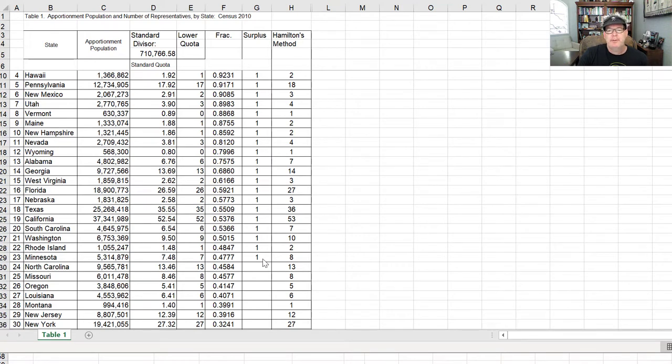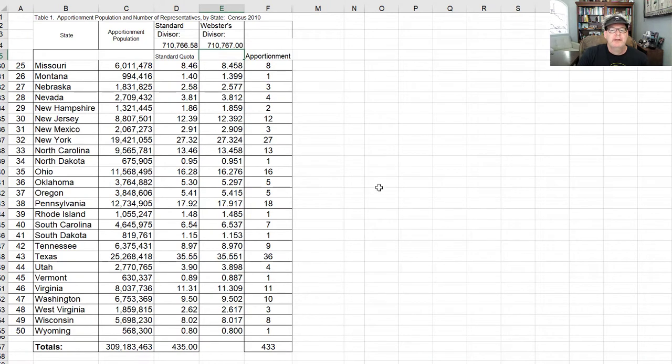But let's do it with Webster's method. So if we go back over here, we're going to change the divisor. So we need to make it smaller. You may be above 435 or you may be below. If we're below, I need to make this smaller. If I divide by a smaller number, then all the fractions get bigger. And if I do that, I looked ahead of time, so 708,000 works as a divisor.